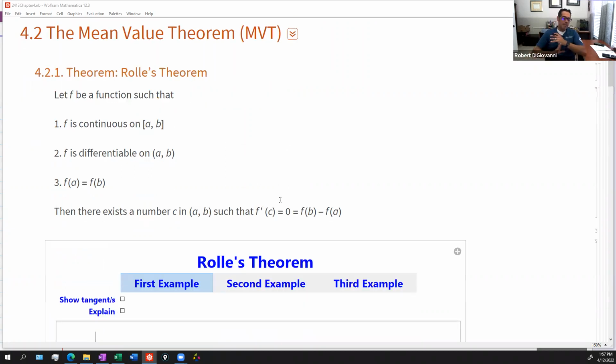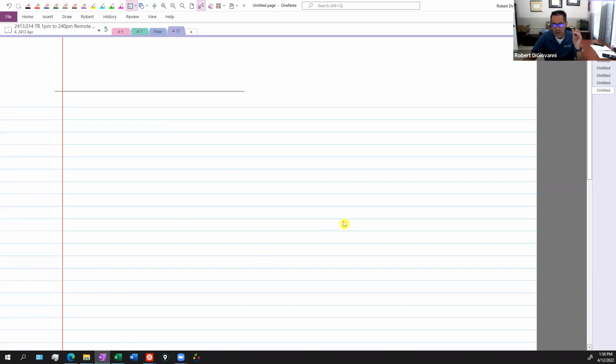All right, mean value theorem. To start this off, I'm going to get into the notes, but I just want to remind you of something. We are taking a little detour here for this section. We are going to get back to finding the highest and lowest points on the graph. This section is almost like a pit stop.